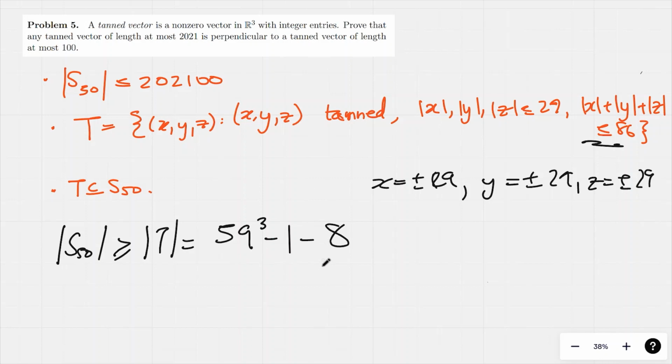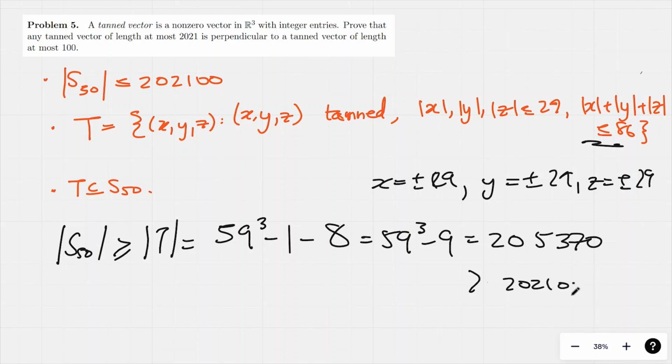So we do this 59 cubed minus 9, and you can just check this by working out what this number is. It's going to be 205370, but in particular it's bigger than 202100. And then we get that S50 is supposed to be less than or equal to 202100, but simultaneously bigger than 202100, and of course this is impossible, and that is our contradiction. And therefore for any tan vector we take of length at most 2021, there exists a perpendicular vector of length at most 100 which is perpendicular to it, and that solves our problem.